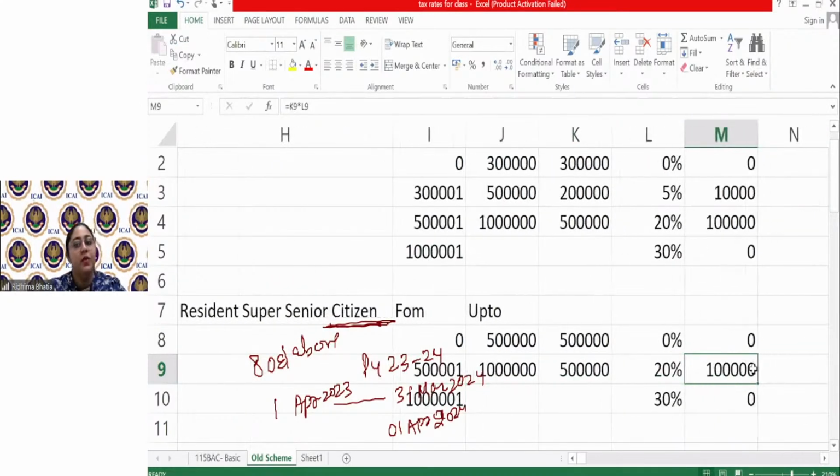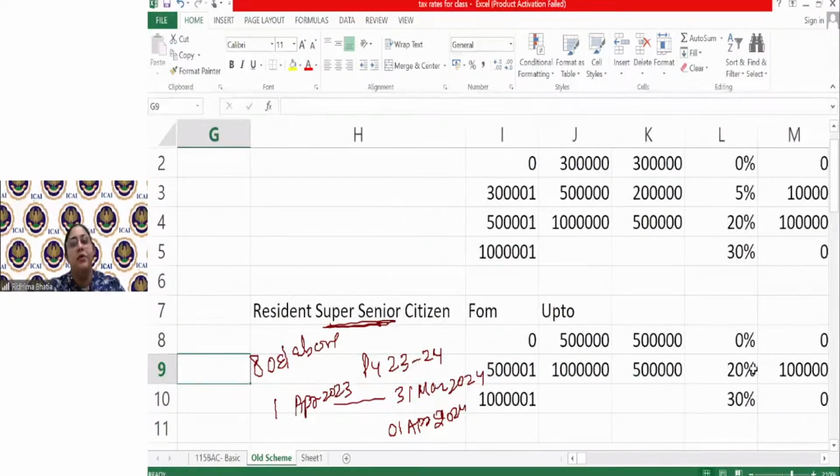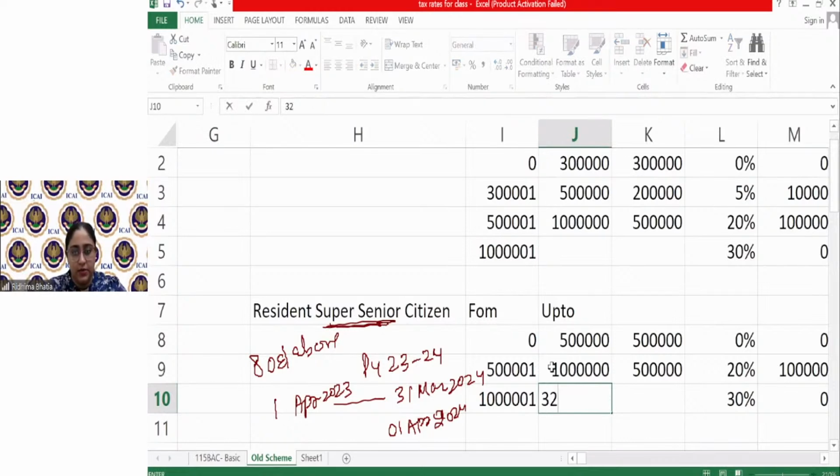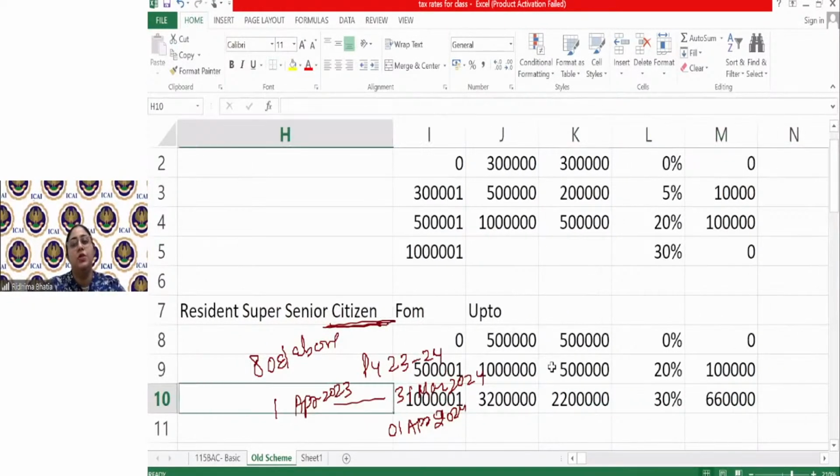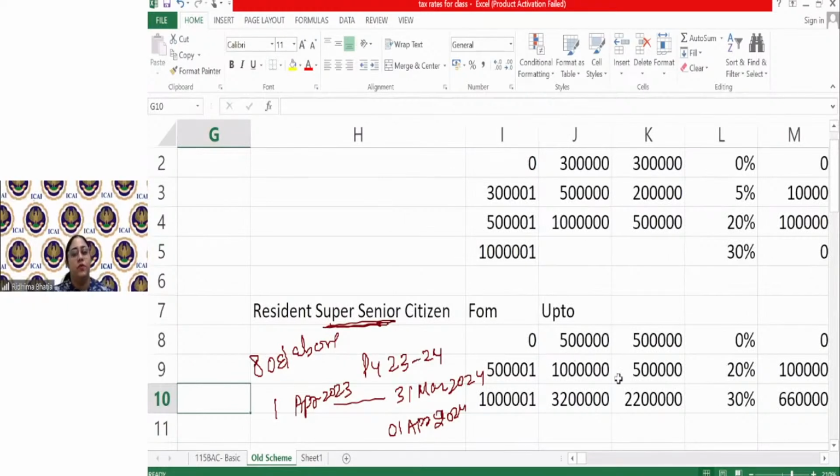5 lakh to 10 lakh, 20%, and above 10 lakh, 30%. So if a resident senior citizen has an income of, say, 32 lakhs, he has to pay tax on 5 lakh to 10 lakh at 20%, and above 10 lakh, which is the extra 22 lakhs, at 30%. So the total tax is 7 lakh 60,000.